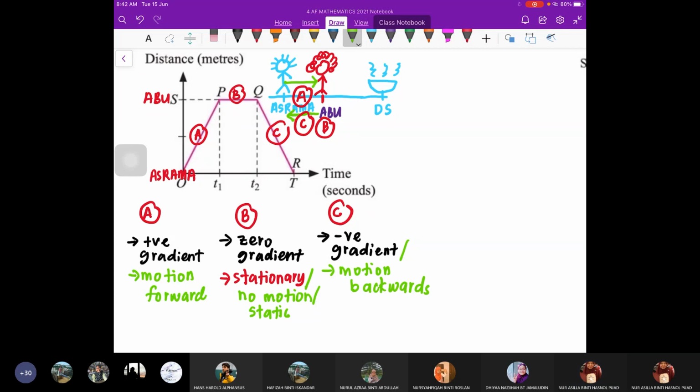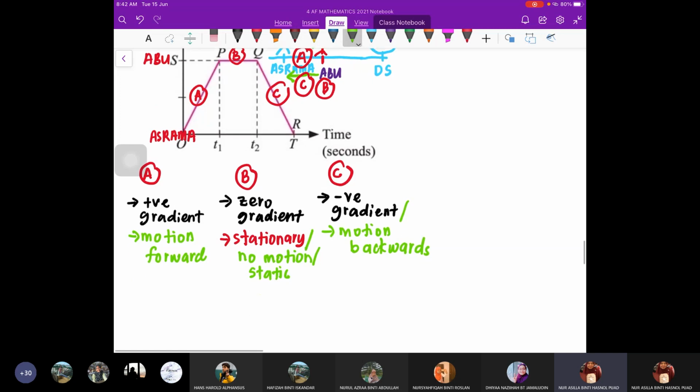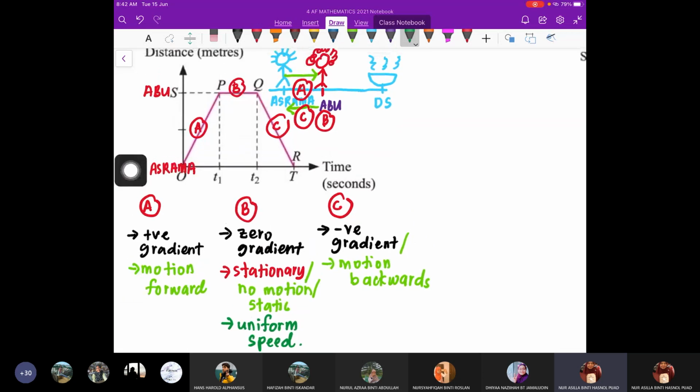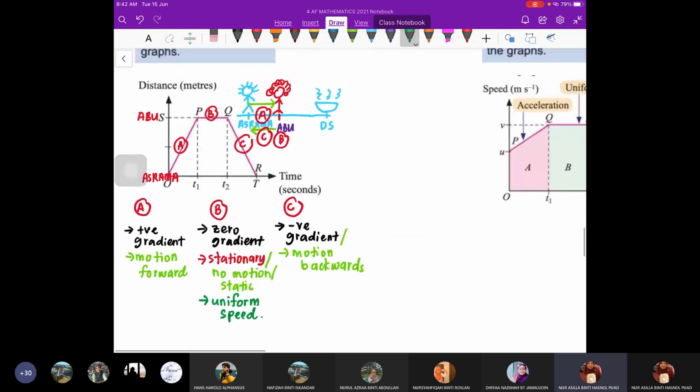Okay. So that is about distance time graph. Hopefully you understand lah. Okay, so stationary, kita panggil dia sebagai D. D ada kata nama dia iaitu uniform speed. Kenapa kita panggil dia uniform speed? Sebab gradient dia kat sini kan tak ada gradient. So, kalau kamu kira speed kat sini, dia sama. Tak berubah. Okay. So, itu about distance time graph.